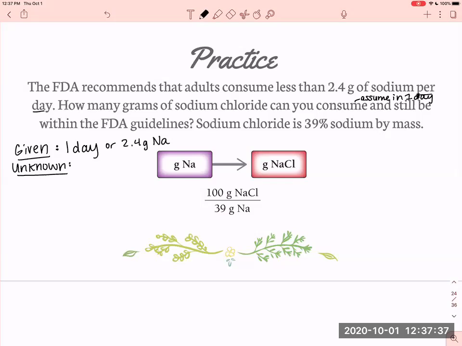And if you get very good with dimensional analysis, you can do a little bit of what I call maybe cheating, and kind of identify some things that may help you go a little faster in your problem. So the unknown is how many grams of sodium chloride.